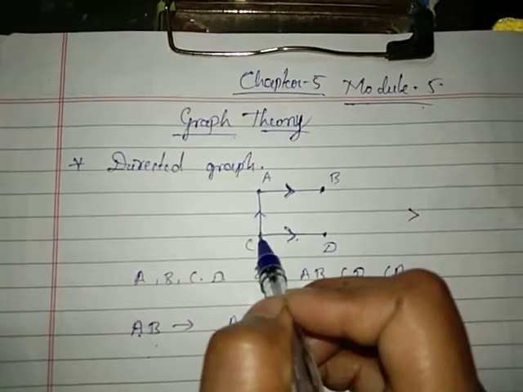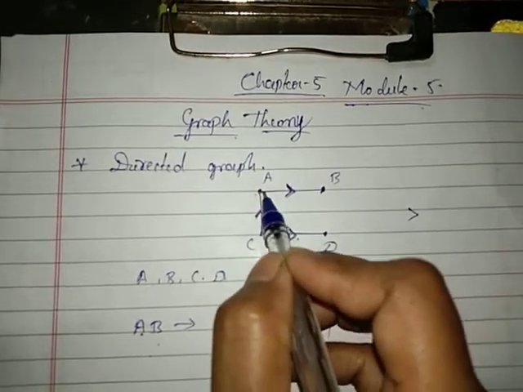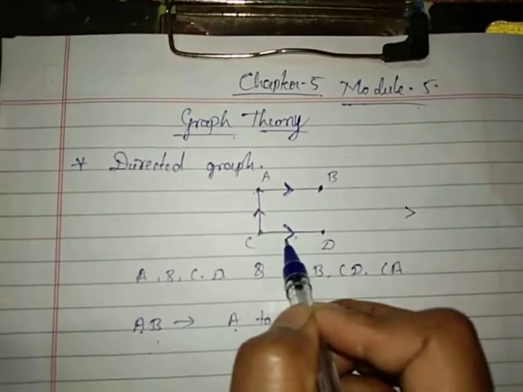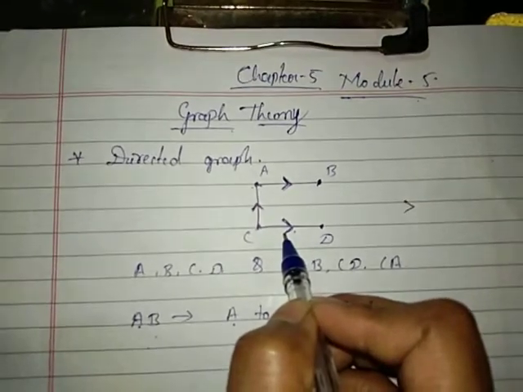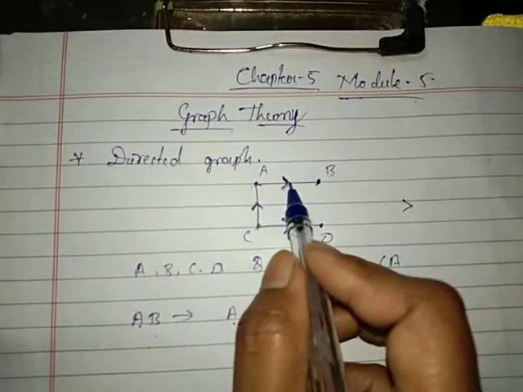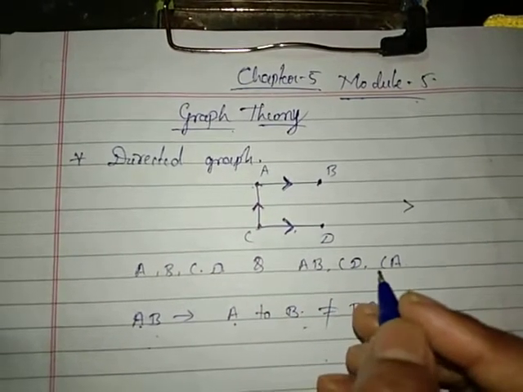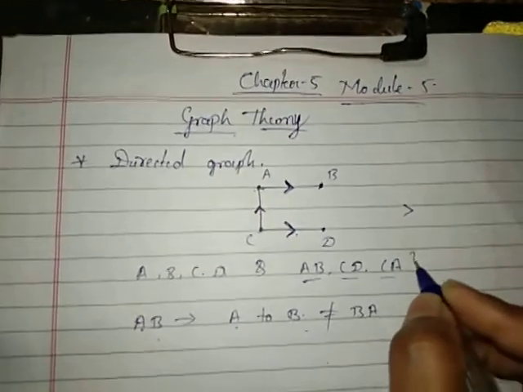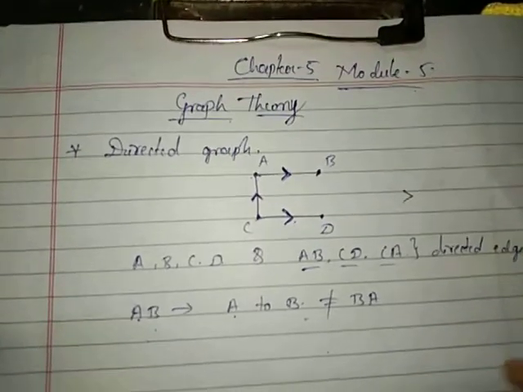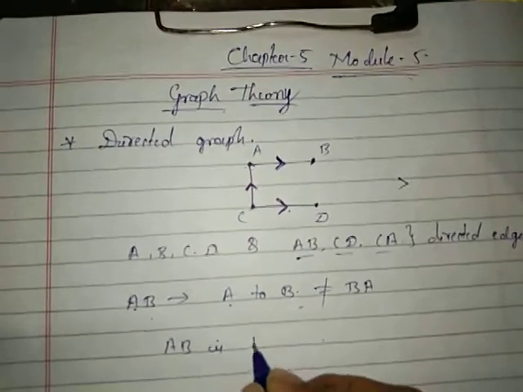Similarly, CA is an edge from C to A, and the edge from vertex C to vertex D is the edge CD. So it is applicable to all the edges. If the edges are drawn with directions, those are called directed edges. So AB, CD, CA are called directed edges.